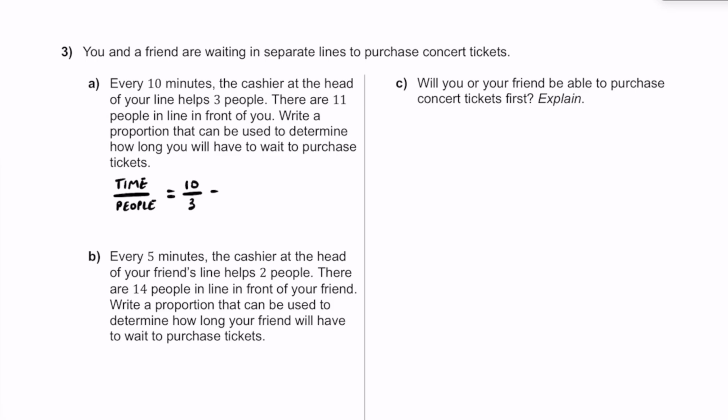So what if there were 11 people that were in line in front of us? Let's say that 11 is going to be the number of people here. And we're going to put maybe X to represent how long we have to wait here. So this would be a proportion that we could set up.